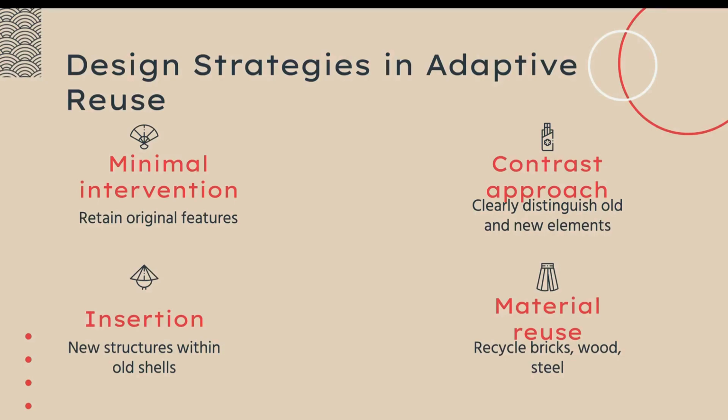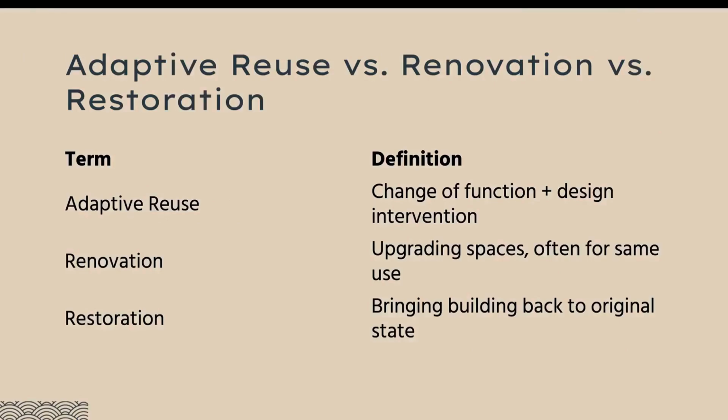We have the contrast approach, which means clearly distinguishing old and new elements. And lastly, we have material reuse: recycled bricks, recycled wood, recycled steel. If it's still strong enough, still rigid enough, just use what is on your site.